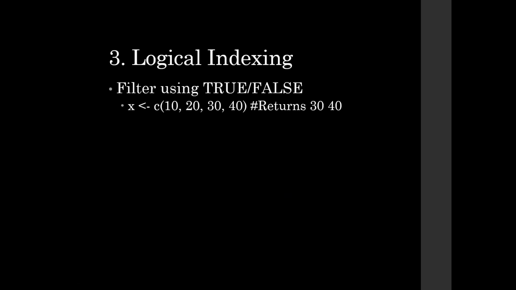Now you can also use logical indexing. In logical indexing, you will use logical conditions to extract various elements from a vector. For example, x is the object and then square brackets, and inside the square brackets, you will write a logical condition. So in this case, we want to extract x values such that x is greater than 20. So by giving this logical condition, you will extract 30 and 40 from the vector x.